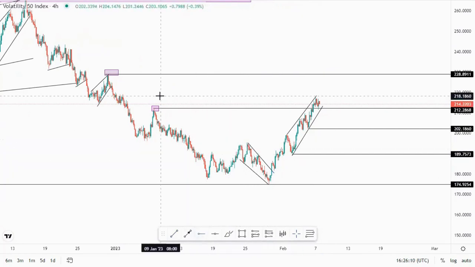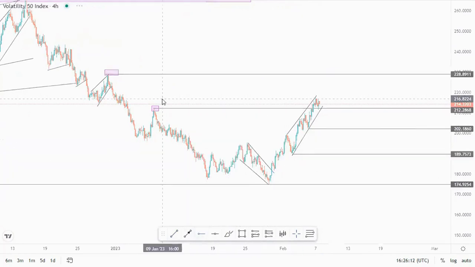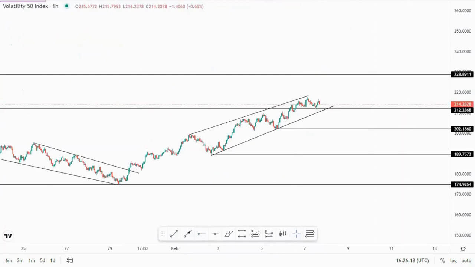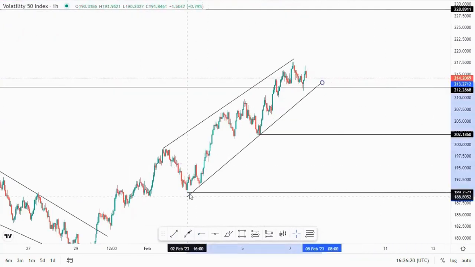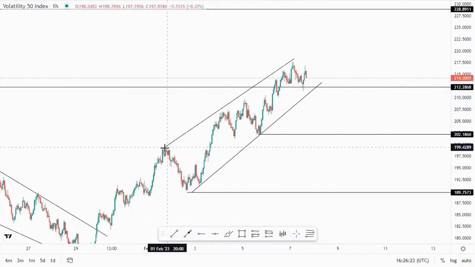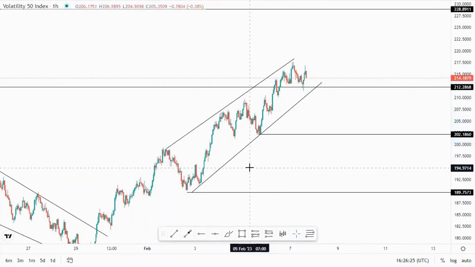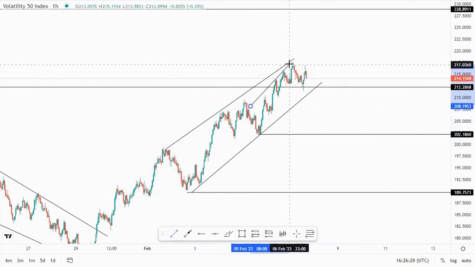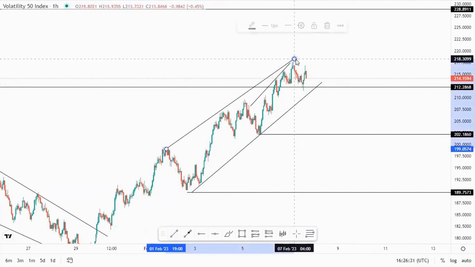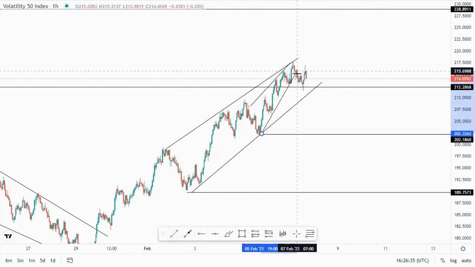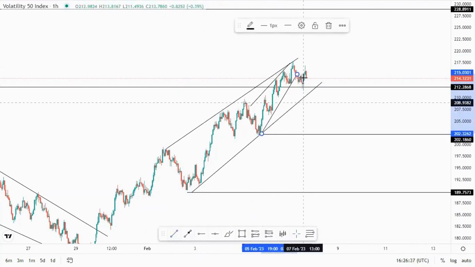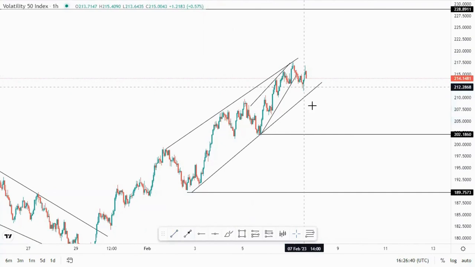So let's switch to the hour chart. On the hour, that is where we took the entry. We had a pattern within a pattern, which is a high probability setup for us if we get that type of formation. So we had an ascending channel within an ascending channel, and then we had a clear push to the downside, which is this one here. I'll just remove the ray line.